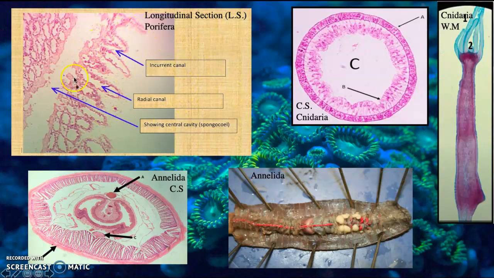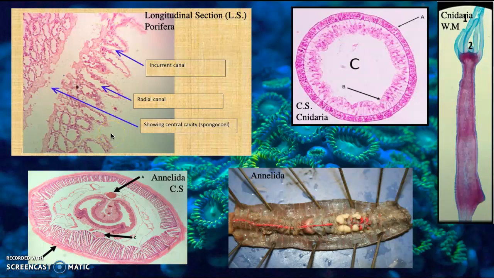So as we can see here, this is a longitudinal section of a porifera. This is the incurrent canal, this is the radial canal, and this is where the sponge cell is, inside the central cavity. Now on top of the sponge, there's actually an osculum. Porifera means pore-bearing, or the presence of little holes. So we can see these little holes over here. In sponges, these little holes are called ostia.